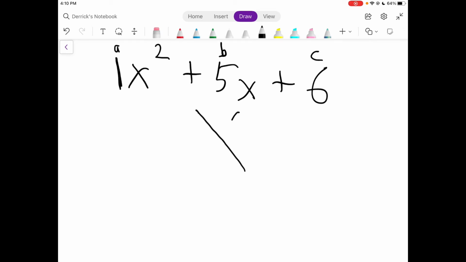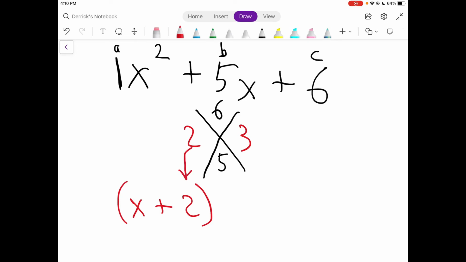So if we build this X method, A times C would be 1 times 6, which is 6. Our B value of 5 would be written down here. And so it is exactly what I said before. We need to find two numbers that multiply to the top, aka 6, and add to the bottom, aka 5. Well, two numbers that would fit that description would be 2 and 3. 2 times 3 is 6. 2 plus 3 is 5. And so our factors will simply be x plus 2 from the side and x plus 3, our other side number. That would be your answer.